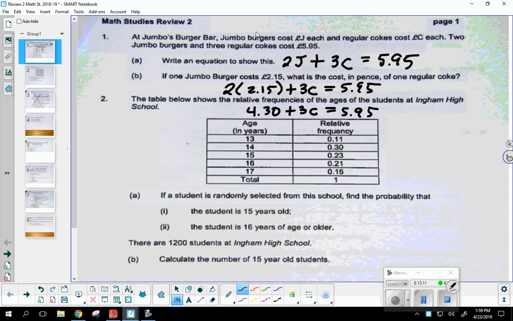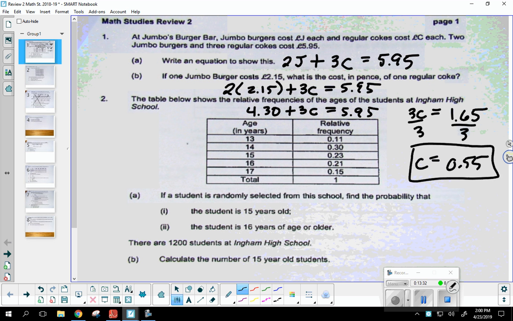All right. So now, what would 3C equal? 1.65, and then we're going to go ahead and divide through. What do I get? 0.55. 0.55 pence. There we go. Easy? That was pretty straightforward.